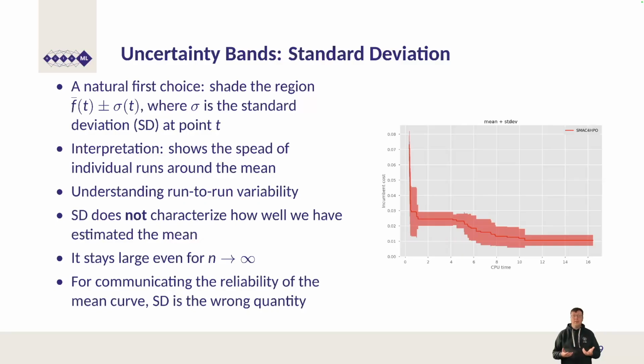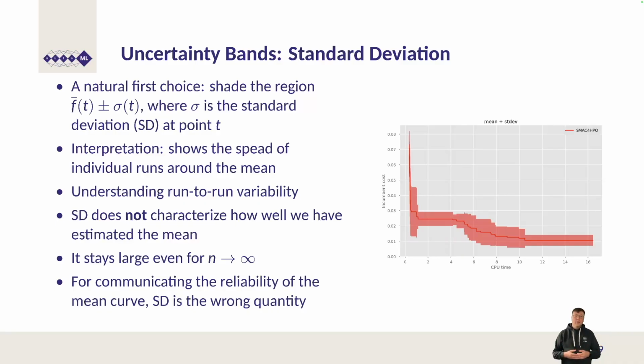This is useful information when we want to understand the stability of a system, for instance whether one system is more sensitive to the random seed than another. However, the standard deviation is the wrong quantity when our goal is to assess the reliability of the mean curve itself, or to compare two systems. The reason is that the standard deviation characterizes the variability of the individual runs, not the precision of the mean. As n grows, the standard deviation converges to the true run-to-run variability of the system. It does not shrink to zero. Even with 100 runs, the standard deviation band remains wide if the system is inherently variable.